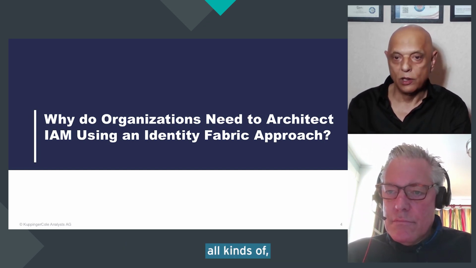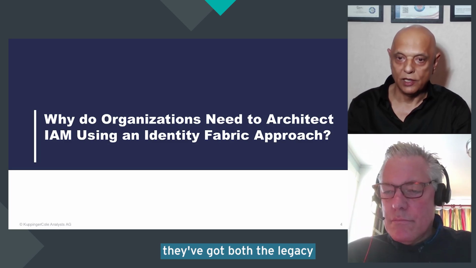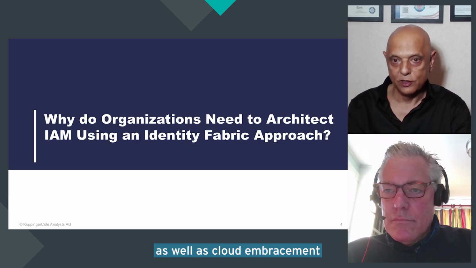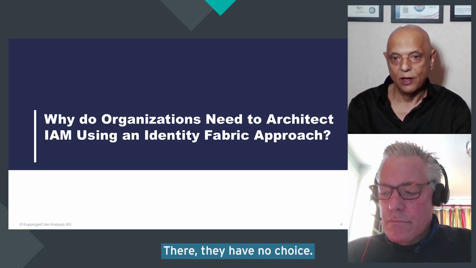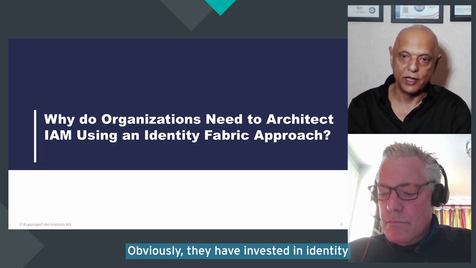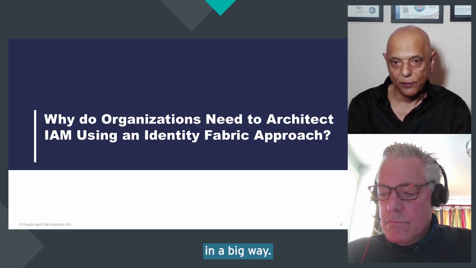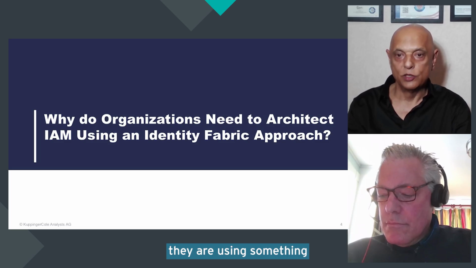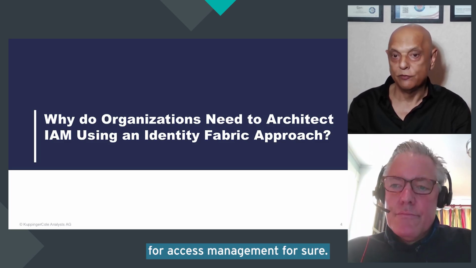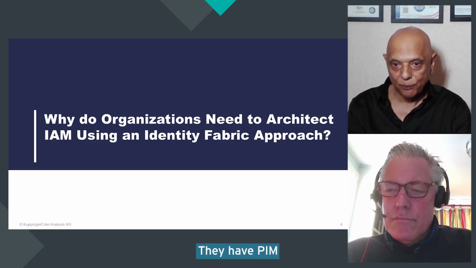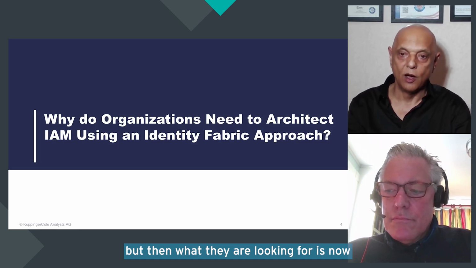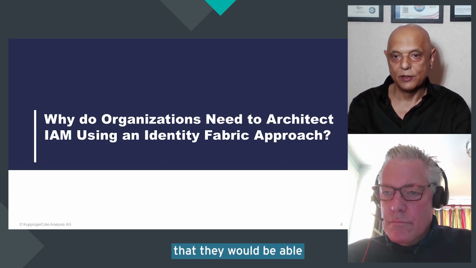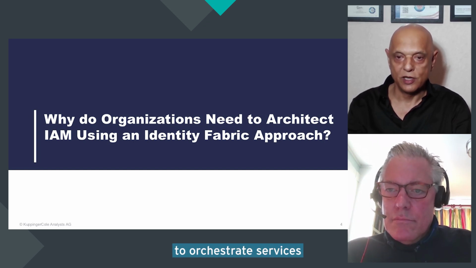So when it comes to the first type, which is legacy organizations, which, as you said, have both the legacy applications and enterprise as well as cloud embracement over the last few years, they have no choice. Obviously, they have invested in identity in a big way. They already have, in all probability, some IGA tool. They're using something for access management. For sure, they have PIM, but what they're looking for now is all of it to be put together in a way that they would be able to orchestrate services out of it.